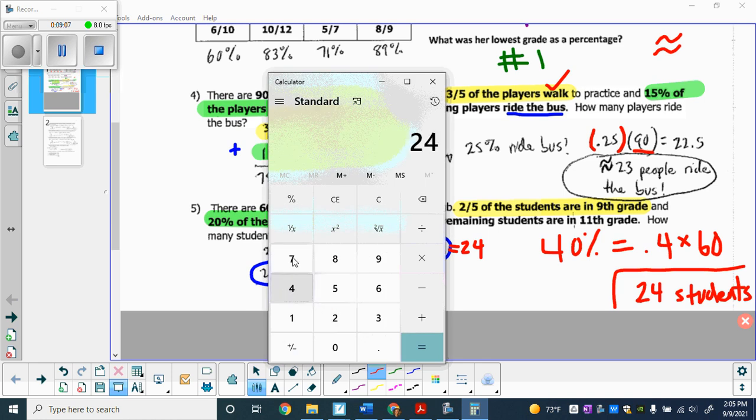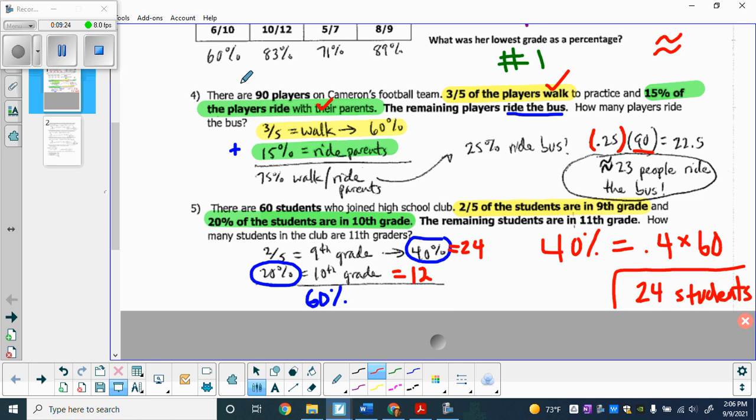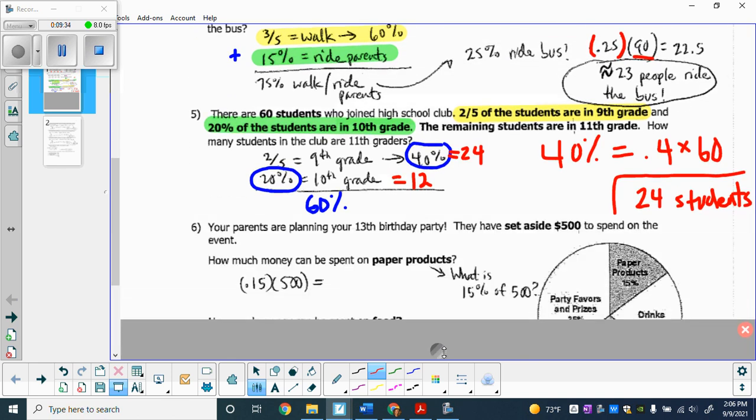So the 24 9th graders plus my 12 10th graders. And last but not least, let's try 24 more. Hey, what do you know? That's 60 total. So we must have done everything right. So you can see in this video, what we're doing is we're taking fractions and percentages and using the decimal. And of course, we can use the calculator to finish up the math.